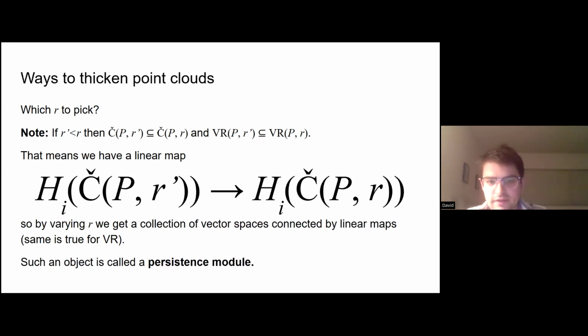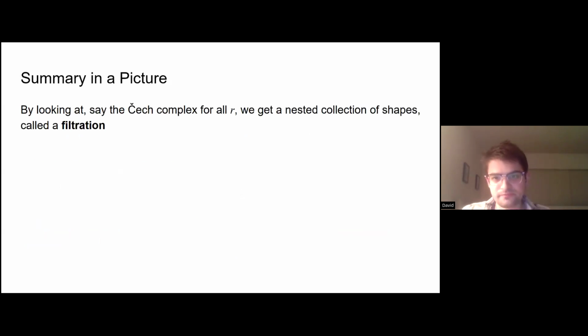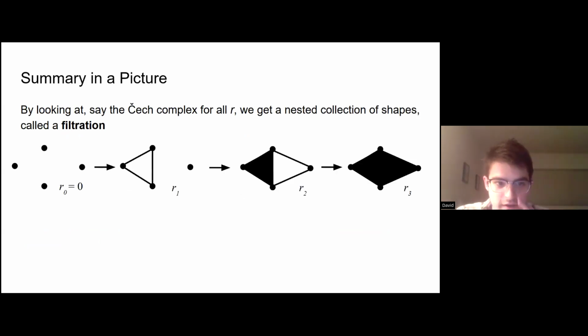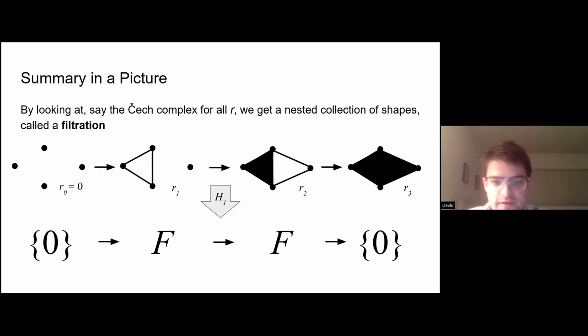Such a thing, a collection of vector spaces that are connected by linear maps for any time you increase the index, is called a persistence module. This is just the technical language that people use in computational topology. So the summary of what I've said so far is: you have your point cloud, and by increasing r, you get an increasing collection of simplicial complexes. Then by applying H1, you get this persistence module, this collection of vector spaces connected by linear maps.